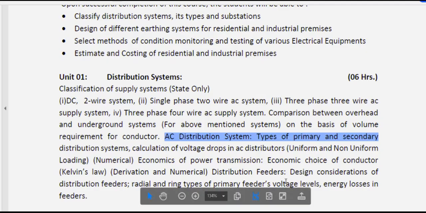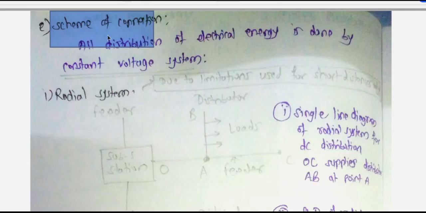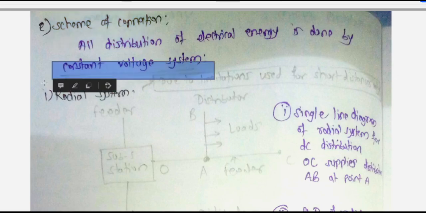They have mentioned clearly the types of primary and secondary distribution systems, they have not mentioned this scheme of connection, but for knowledge purpose we will take this point. All the distribution of electrical energy is done by a constant voltage system. So this point you have to keep in mind. Whenever we are interested to make the distribution system depending on the connection, then we have to use the constant voltage as a parameter.